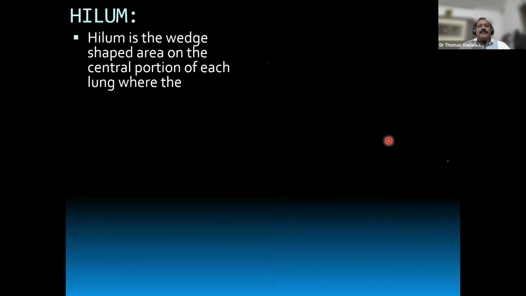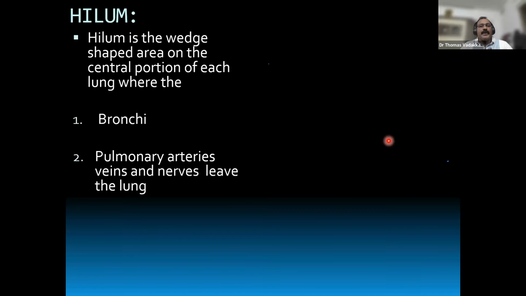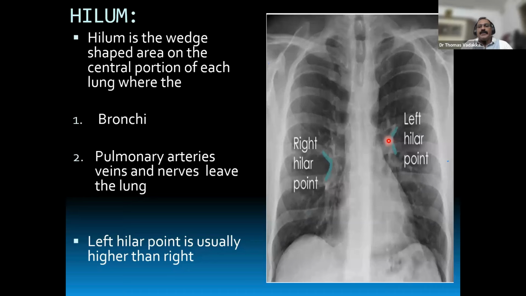Now, the hilum. The hilum is a wedge-shaped area on the central portion of each lung. It contains bronchi and the pulmonary vessels. Remember that when the hilar nodes are enlarged, it may confuse you whether it is an enlarged pulmonary artery or not. So it is always better to assess the hilum and see what it is. How to assess the hilum? You have to trace the upper lobe vessels, you have to trace the lower lobe vessels. The meeting point is taken as the hilum.